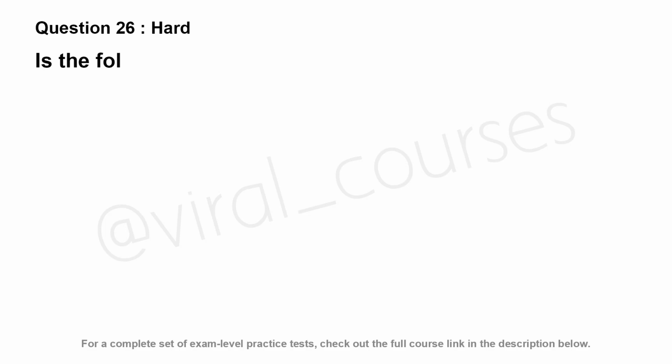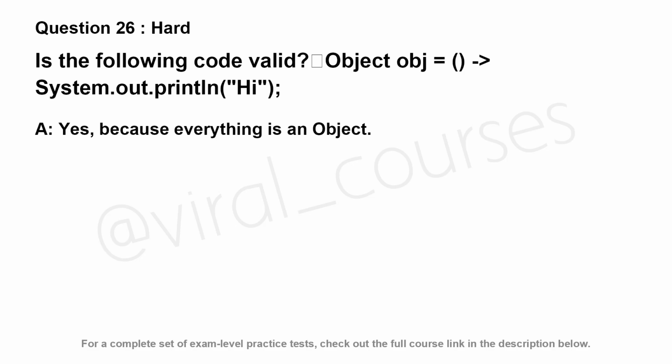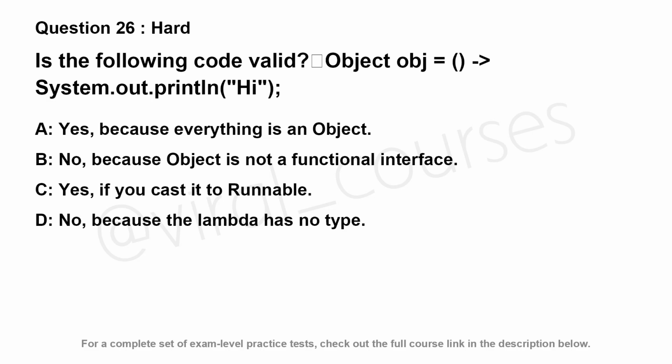Is the following code valid? Object obj = System.out::println; Option A, yes, because everything is an object. Option B, no, because Object is not a functional interface. Option C, yes, if you cast it to Runnable. Option D, no, because the lambda has no type.